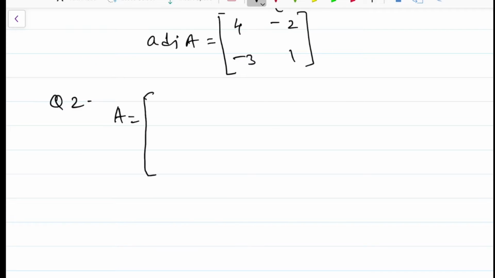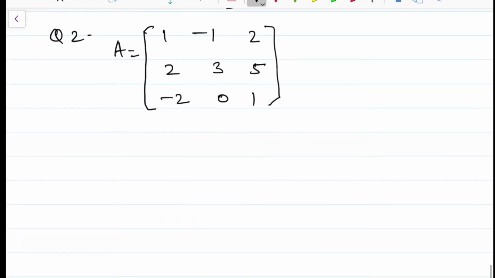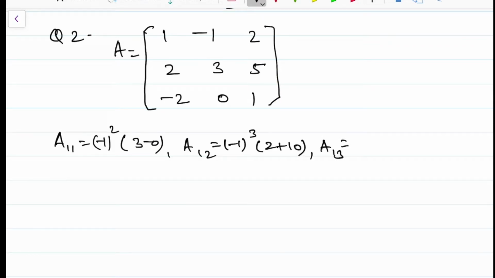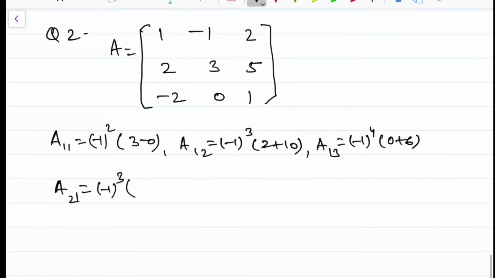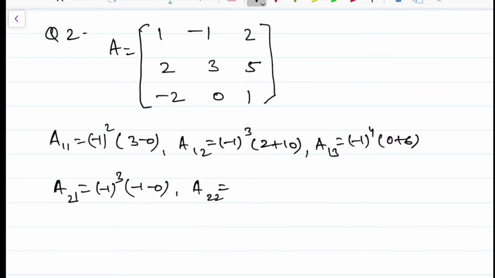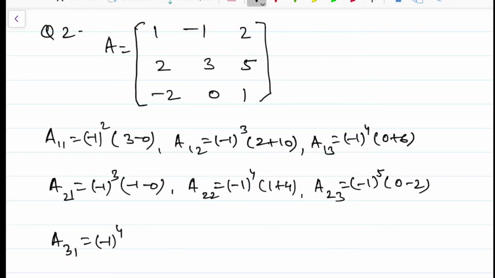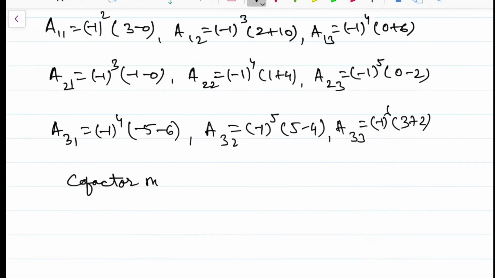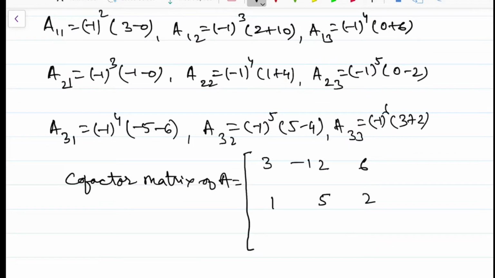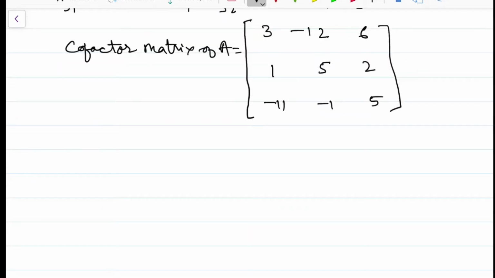Now question number 2. A is equal to [1, -1, 2; 2, 3, 5; -2, 0, 1]. Now let us find A11. A11 is equal to (-1) to the power 2 times this determinant, 3 minus 0. Then A12, A13, A21, A22, A23, A31, A32, A33. Now the cofactor matrix will be [3, -12, 6; 1, 5, 2; -11, -1, 5].